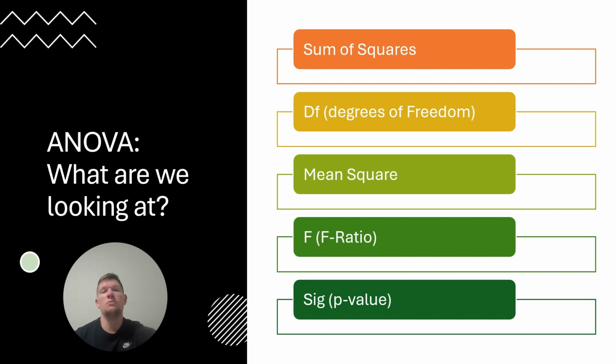The last thing is going to be the significance. It's going to be sig, or the p-value. The p-value tells us whether the differences observed in the data are statistically significant or likely due to chance. If the p-value is less than 0.05, we reject the null hypothesis and conclude that at least one group differs significantly from the others.